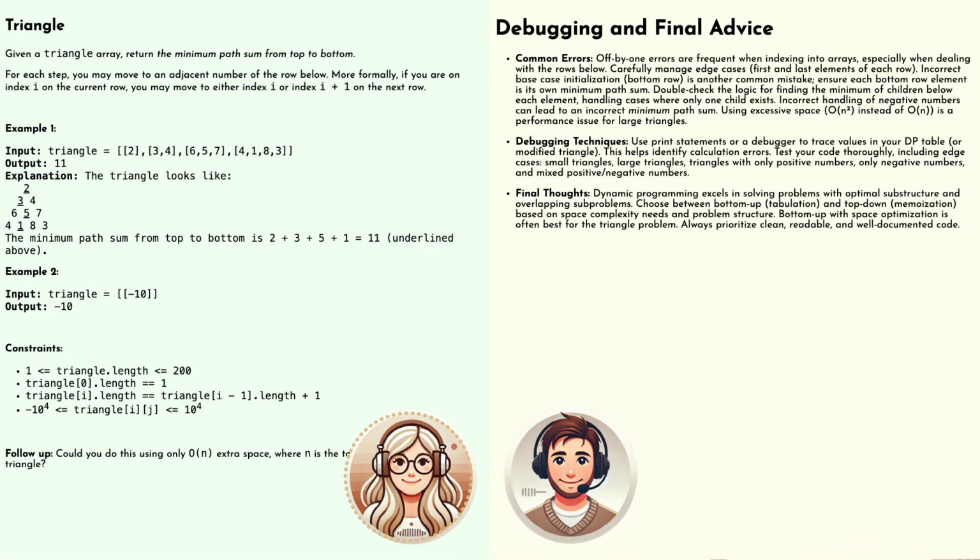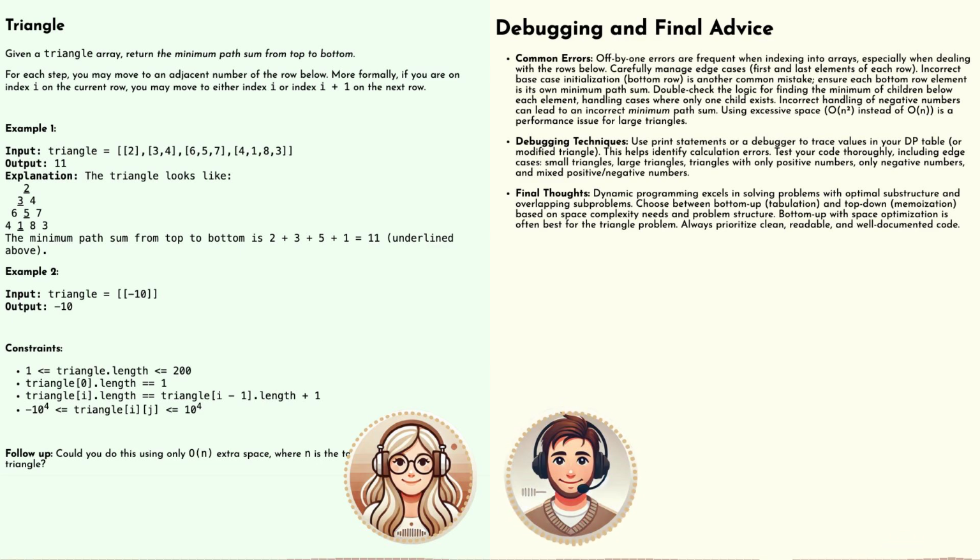Oh, I see. So, like in our triangle problem, if you're trying to calculate the minimum path sum for a certain element, you might accidentally grab the minimum path sum from the wrong element in the row below it. Exactly. And these tiny little errors can really mess things up. They can cascade through your calculations and lead to incorrect results. It's like a domino effect.